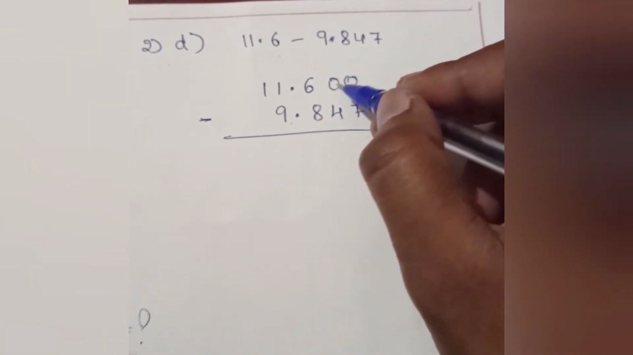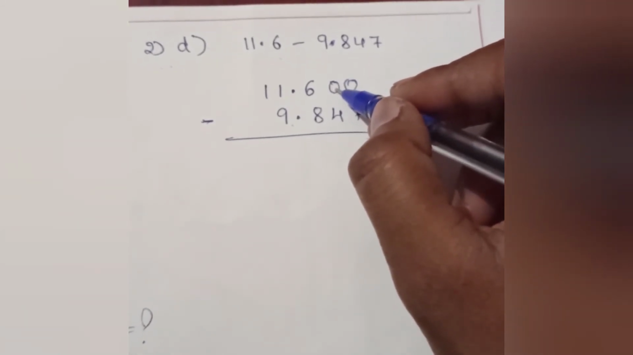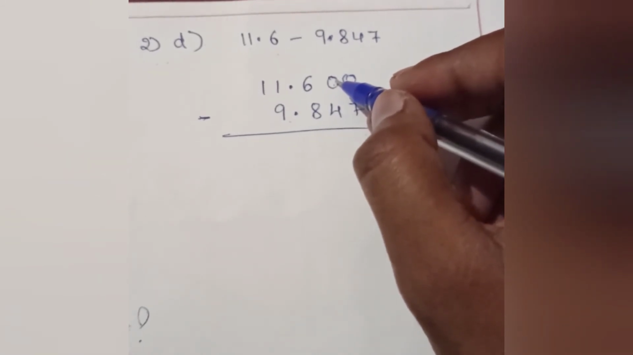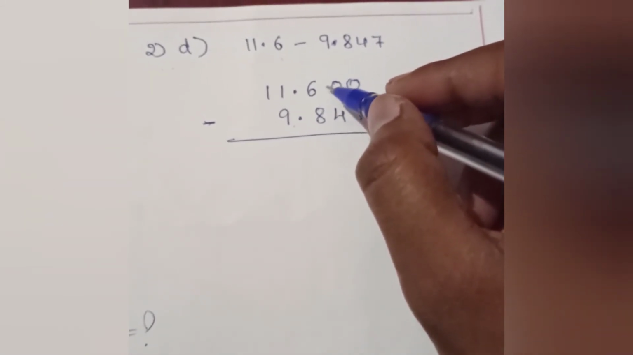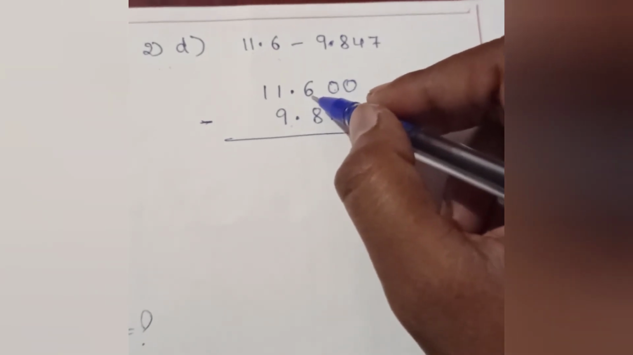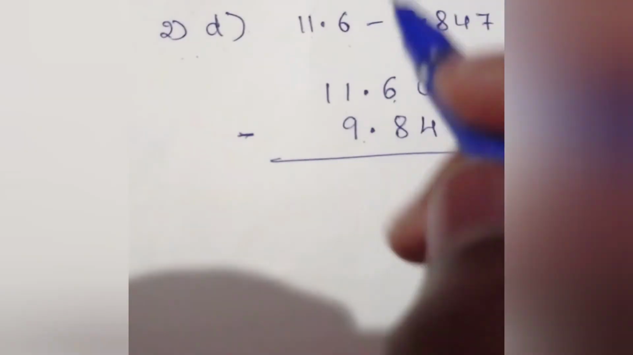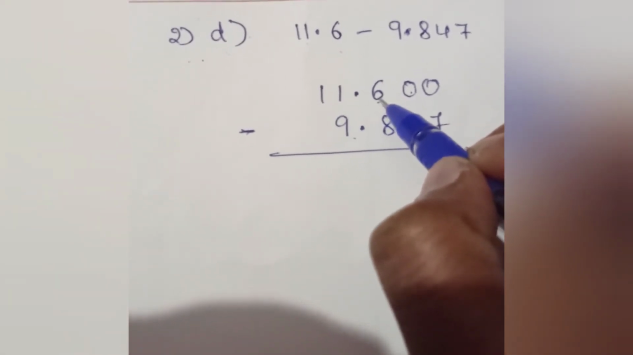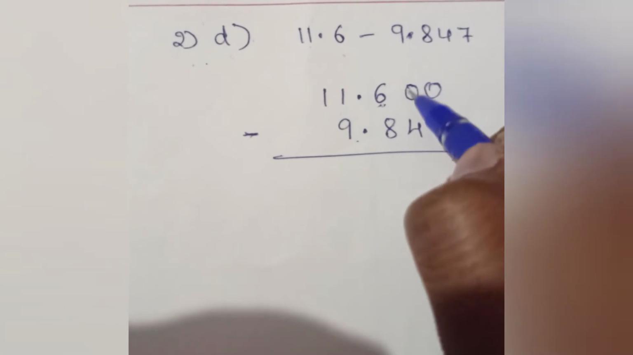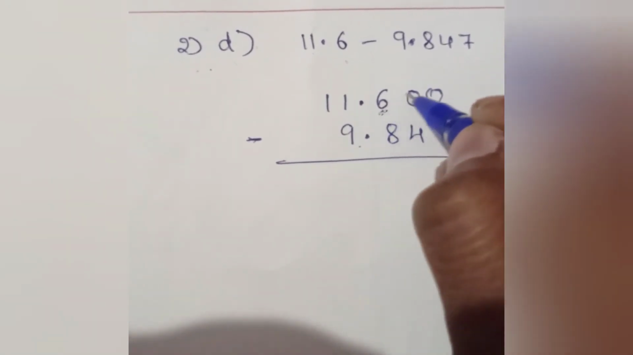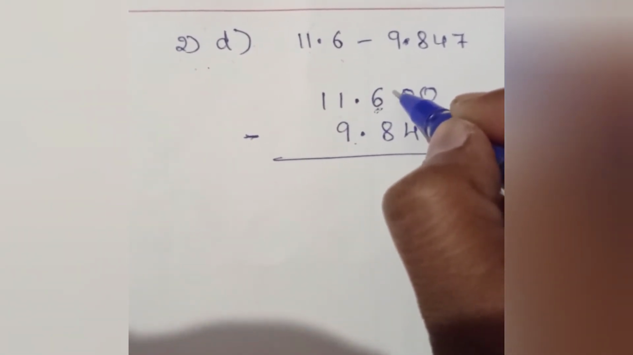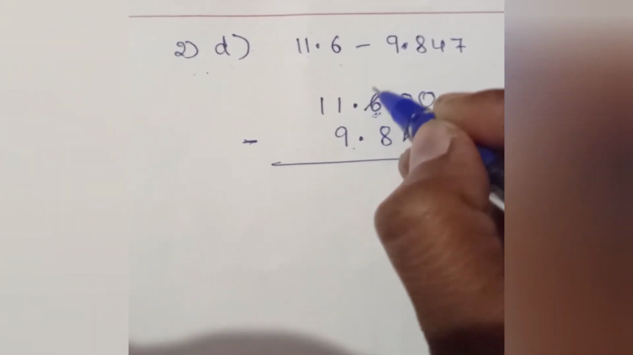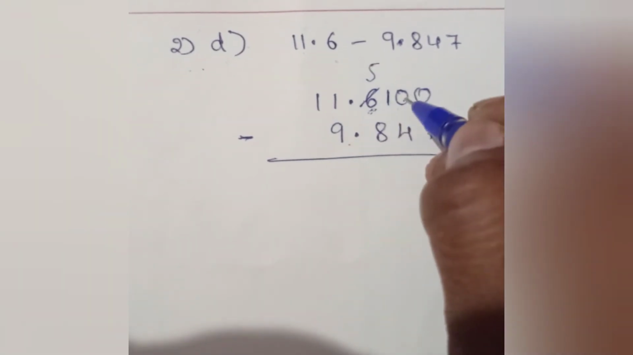That's why what will I do? I borrow 1 from the neighbor number. But in the neighbor also I have 0. What should I do? Yes. Again I move to the next neighbor. Which is the next neighbor? This one, right? So here I borrow 1 from this 6 to this number. If I borrow 1 from this number to this number, now this number will become 10. What about this? I'll strike out this. I'll write above 5. Right?